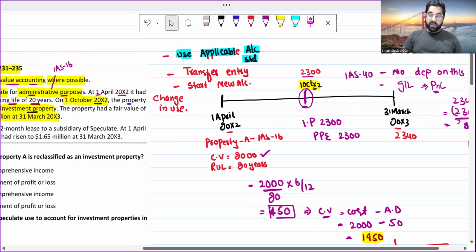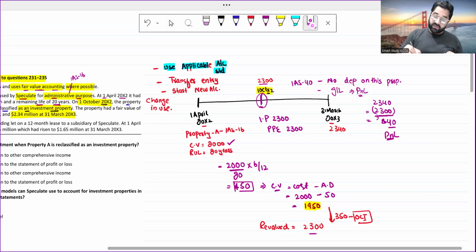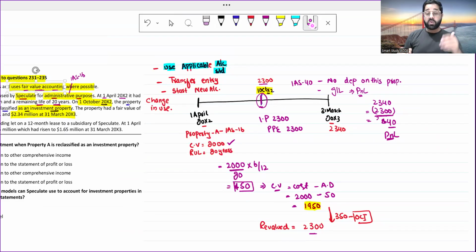Now the examiner may ask different types of questions, right? The examiner may ask what would be the depreciation charge for the year. So it is $50 here. Now the examiner may ask what will be shown in other comprehensive income. It will be 350. It will be shown in other comprehensive income because it is a revaluation surplus. The examiner may ask what will be the gain on this property, which should be shown in the profit or loss. So it is $40, right?